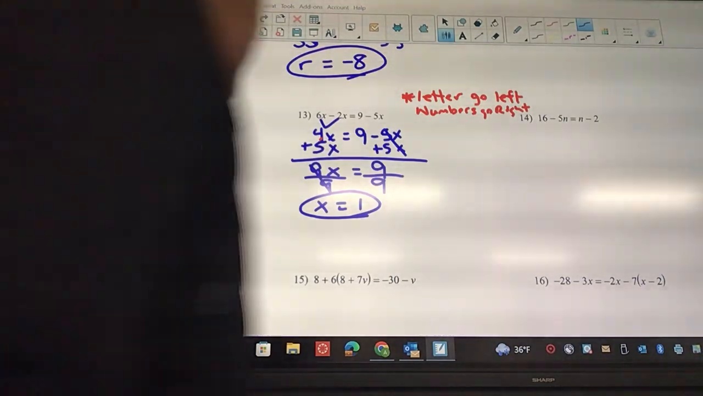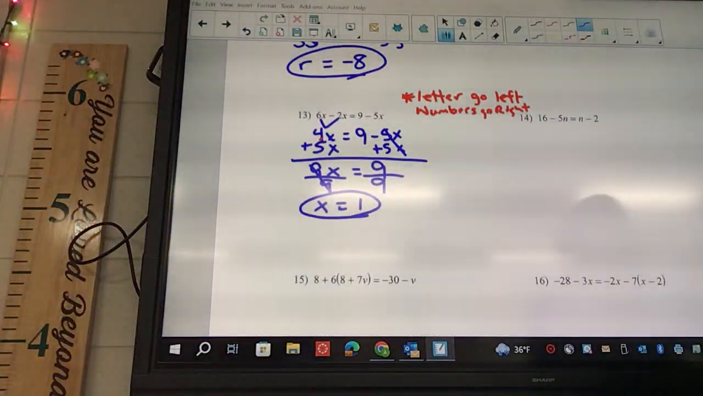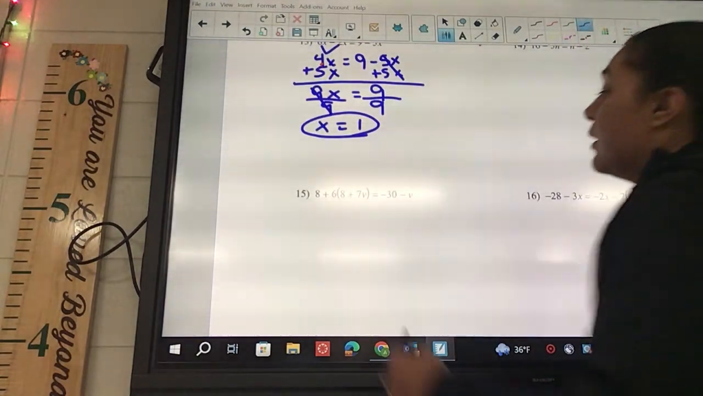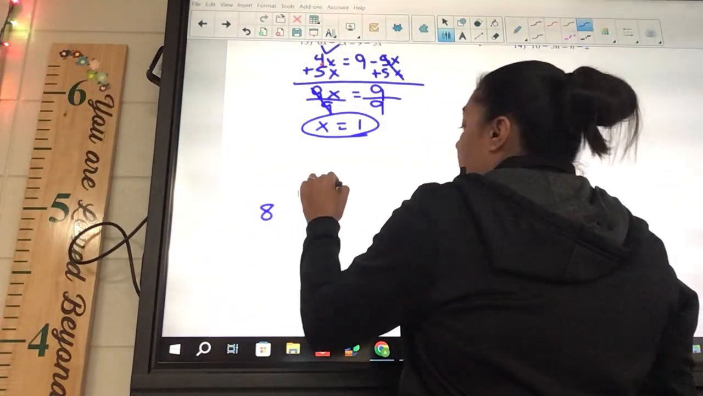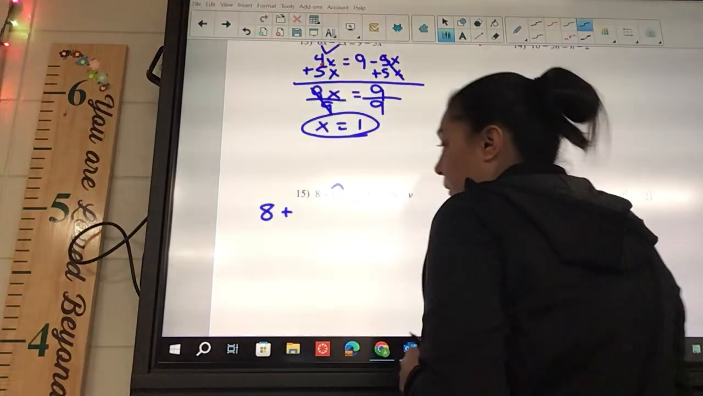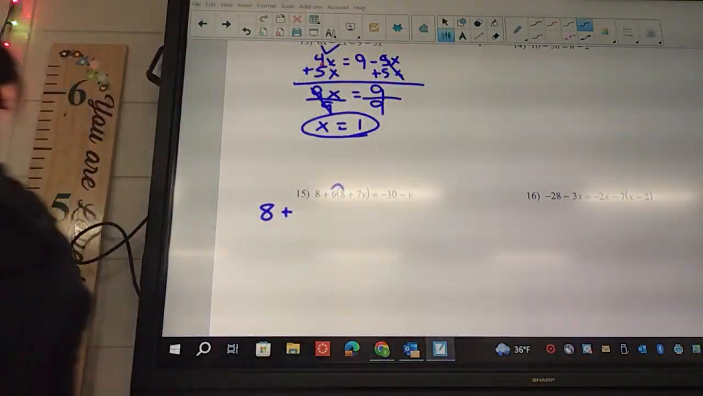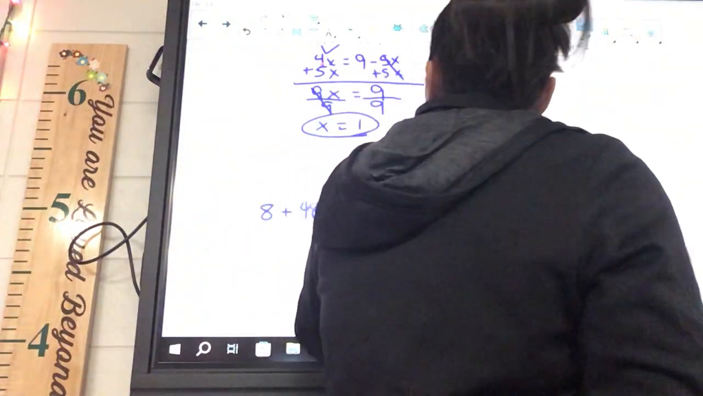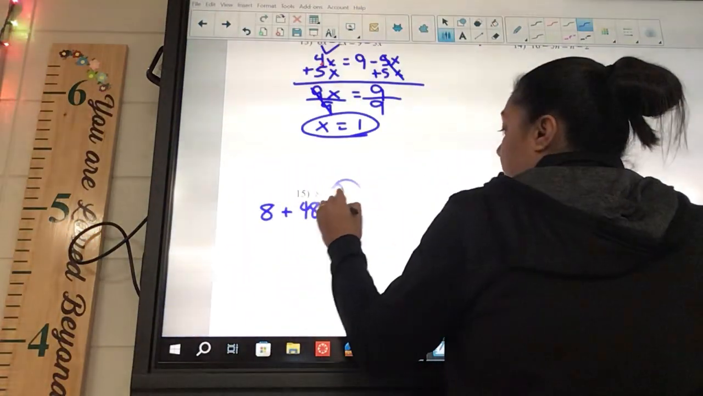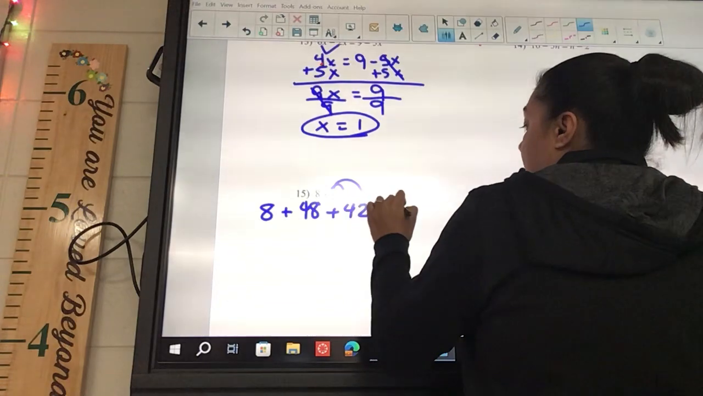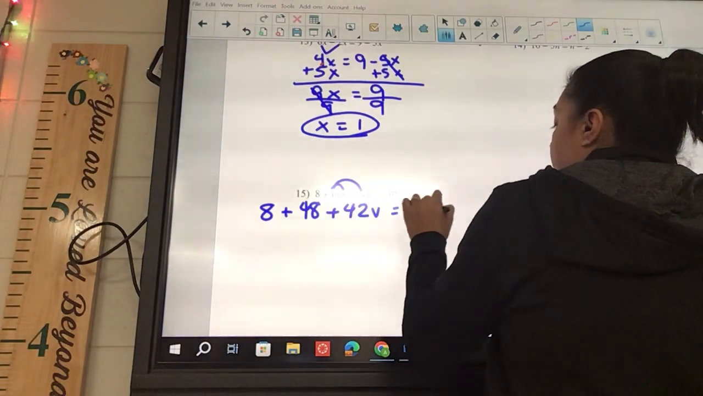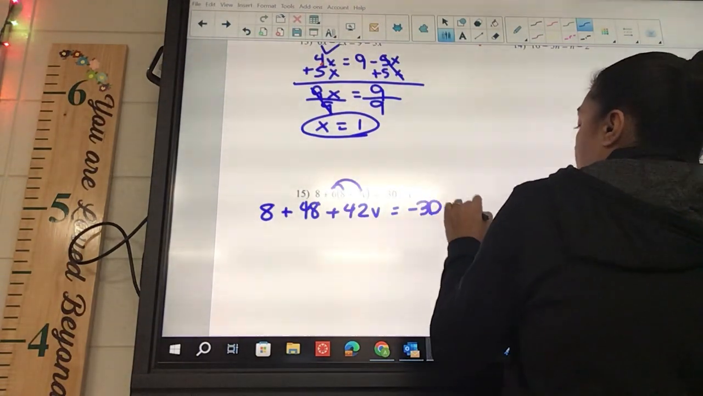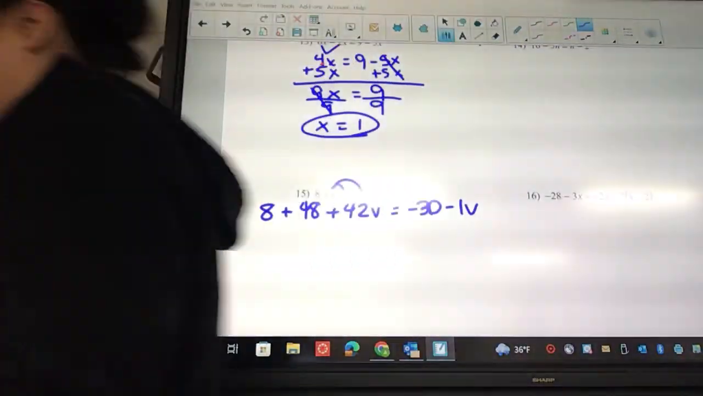Okay, 15, what needs done first? The parentheses. Okay, so we're gonna say 8, what is 6 times 8? 48. 6 times 7 is 42b, and I got a -30b, or -30 minus 1b. I'm gonna put a 1 in front of there.